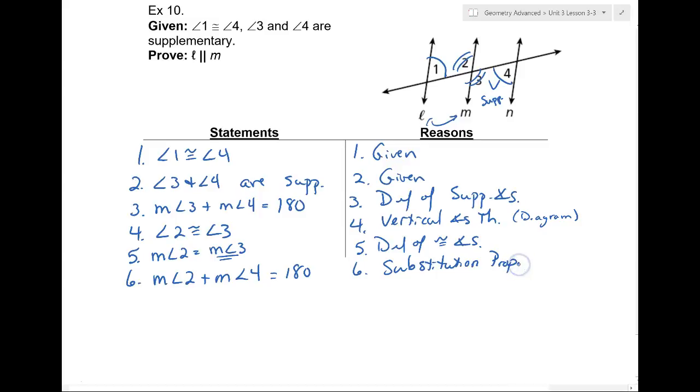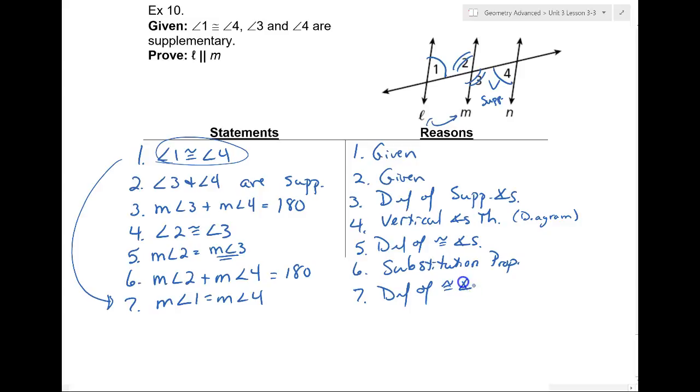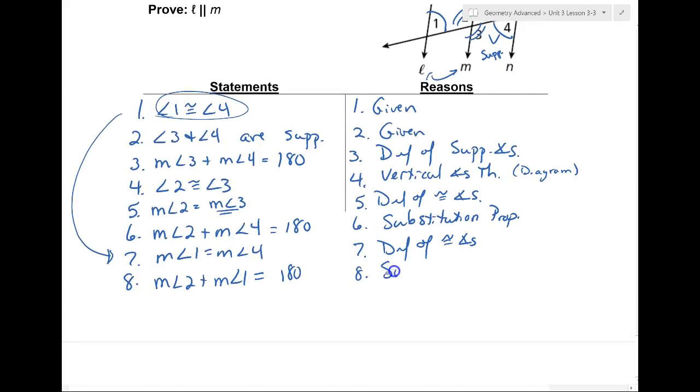Now, wouldn't it be really nice if I could replace angle 4 with angle 1? I almost can't. What's the only thing I need to do with that one? Do I need to say they're equal in measure to each other first? So I go back here, all the way back, because I haven't touched it from number 1. I know they're equal in measure, and that's just the definition of congruent angles. Could I do substitution again and say the measure of angle 2 plus the measure of angle 1 is equal to 180? Again, that's the substitution property because I'm working with an equal sign.